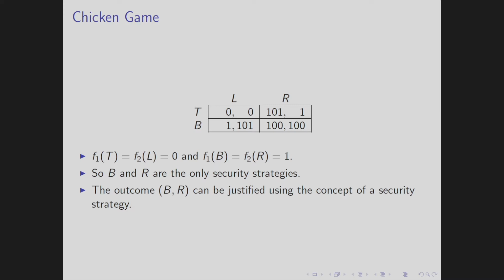So now there is a game in which you can see the use of security strategy. It's called the chicken game. There is a story behind this game, but it's not so relevant. So this is the matrix of the game. Now you can see that there are two Nash equilibria here, namely T and R, where the first player gets a lot, 101, and the other 1, and vice versa, symmetrically.